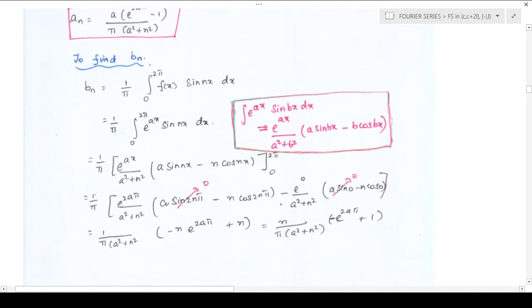That's it. To find b n, again 1 by pi integral 0 to 2 pi f of x sin nx dx. F of x is e power ax, so e power ax sin nx dx. Again compare this with the standard integral formula. Then here instead of b it is n. So wherever b, you just write n here, apply upper limit minus lower limit. Wherever you have x, apply 2 pi first. Then wherever you have x, apply 0 as a lower limit. In between you will be having a negative sign. Then sin 2n pi and sin 0 are 0. So remaining terms take commonly outside, you will be getting b n as such.